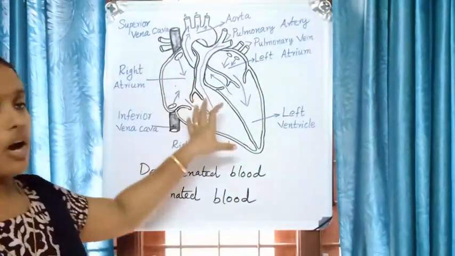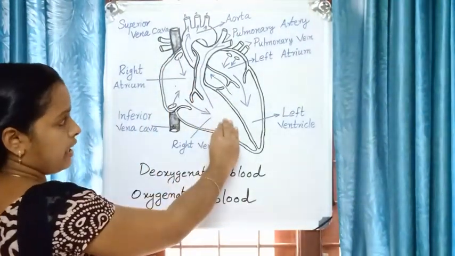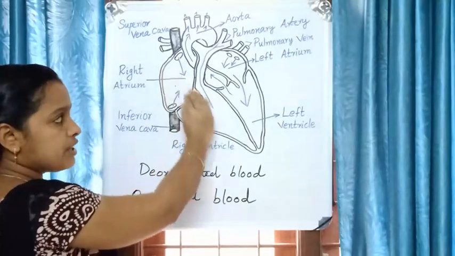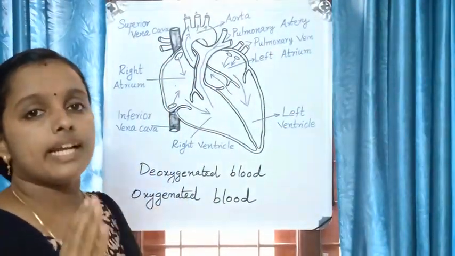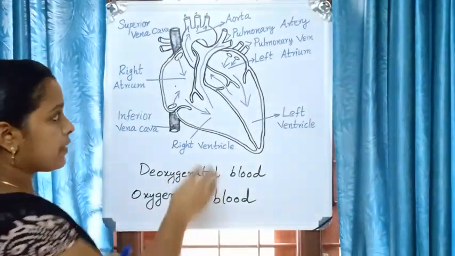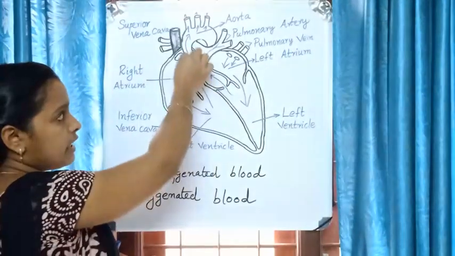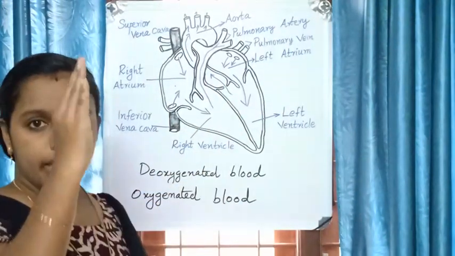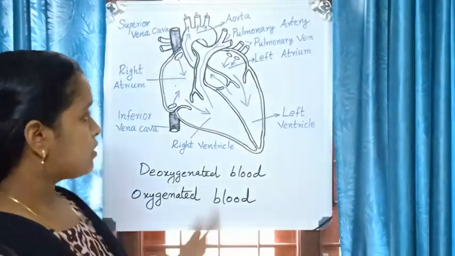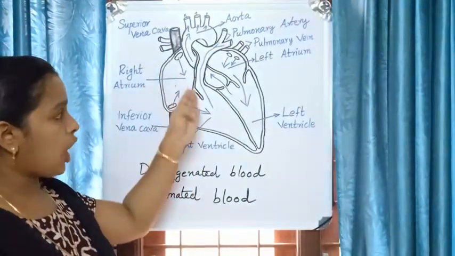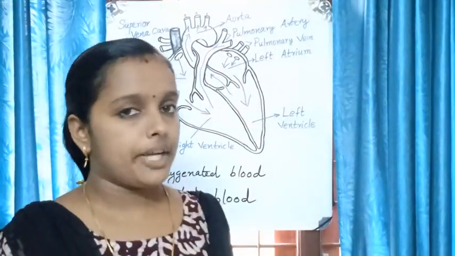So this is carbon dioxide rich blood. The right portion of the heart is rich with deoxygenated blood, that is, carbon dioxide containing blood. To prevent the mixing of these two types of blood, we can see one separation. In the middle of the heart, one membrane separates the right and left parts. So the right side will be full of deoxygenated blood, and in the left side there will be oxygenated blood.